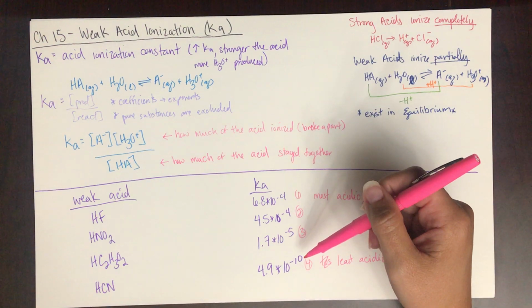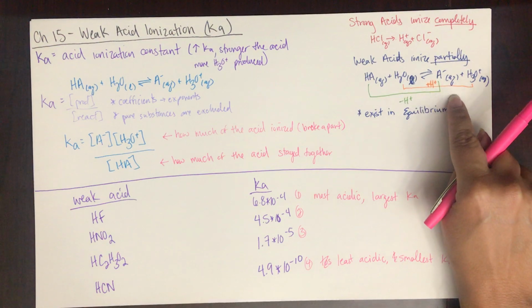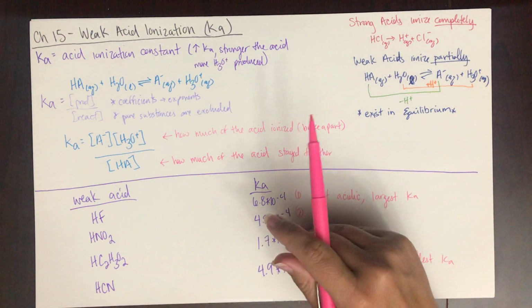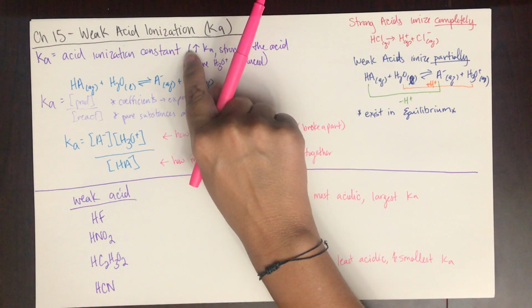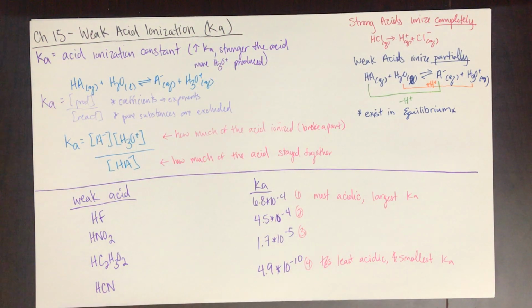Also, anytime you're given a Ka, that is a signal that this is a weak acid because only weak acids exist in equilibrium, and the Ka is just the equilibrium constant for this specific example of weak acids.